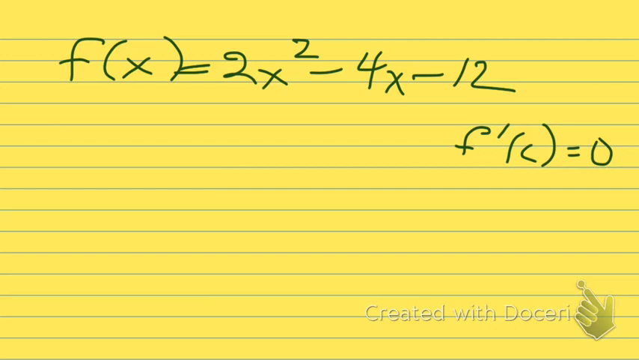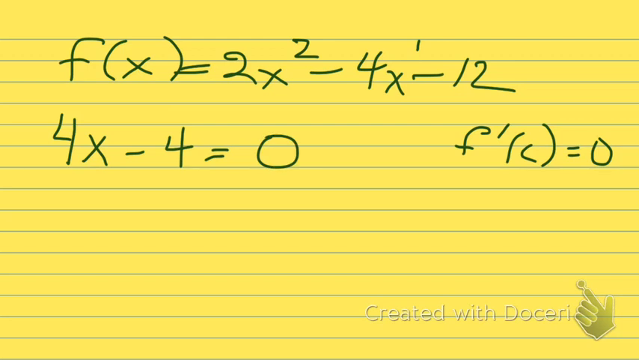I begin by differentiating. 2 times 2x is 4x. We drop the power from 2 down to 1. And then this power 1 times the negative 4 is negative 4. I drop the power to 0, but we just don't write x if there aren't any x's. Now when we set this equal to 0, we solve.